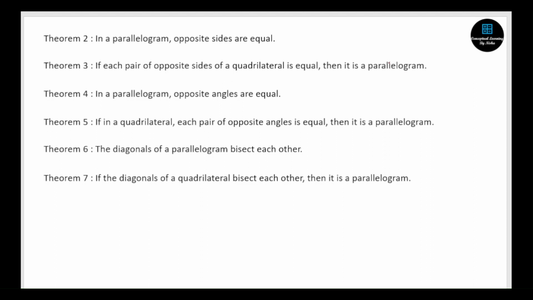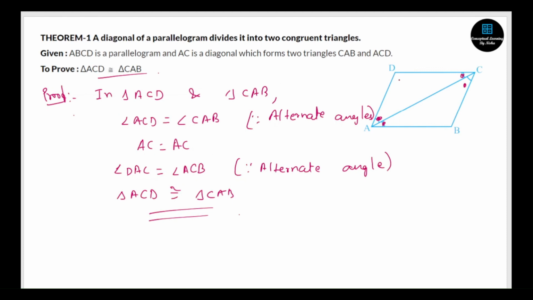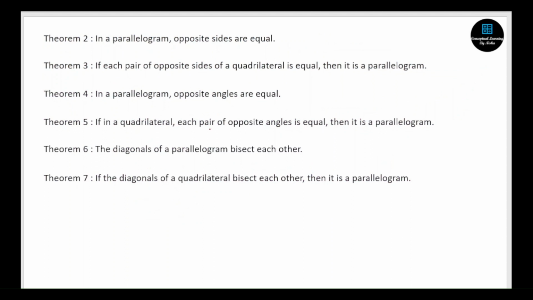Alright. Next is in a parallelogram opposite angles are equal. Again by CPCT you can prove that here angle B is congruent to angle D, and similarly you can say angle A is congruent to angle C. And now converse of that, if in a quadrilateral each pair of opposite angles is equal, then it is a parallelogram. Remember this, okay? This is very important.